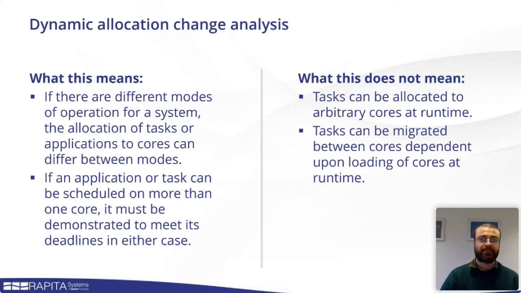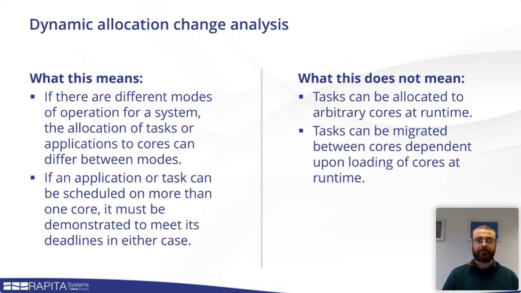It also means that if I do have a task or an application which I can schedule on more than one core within the bounds of my system architecture, whichever core this task or application is scheduled on, we still must demonstrate that it will meet its deadlines in either case. So what this does mean is that in certain circumstances, the additional flexibility of being able to dynamically allocate something to one core or another core will bring with it additional verification effort.